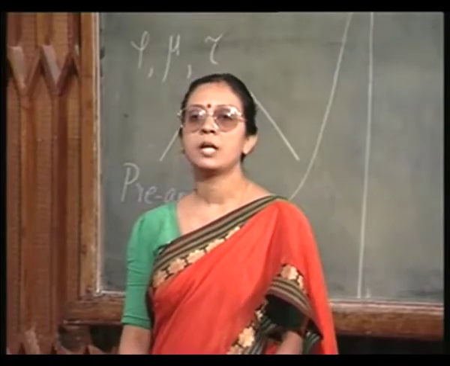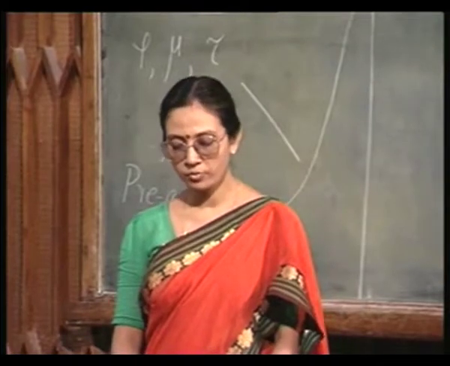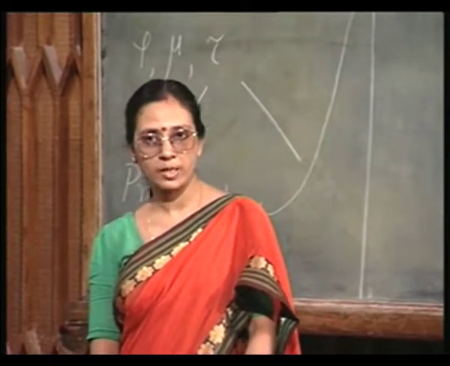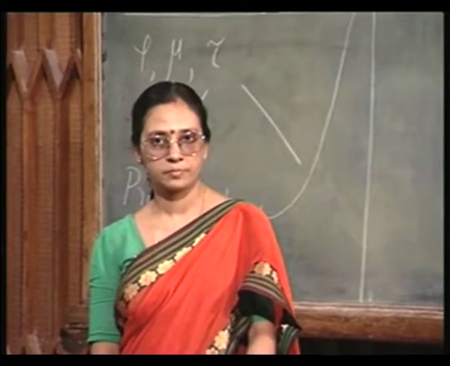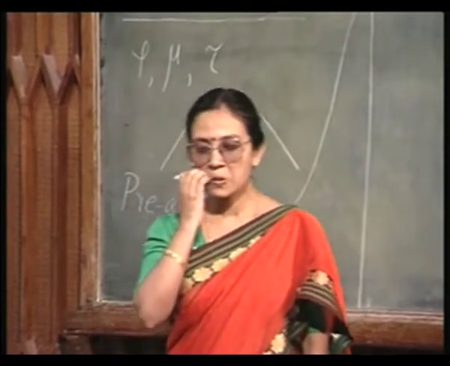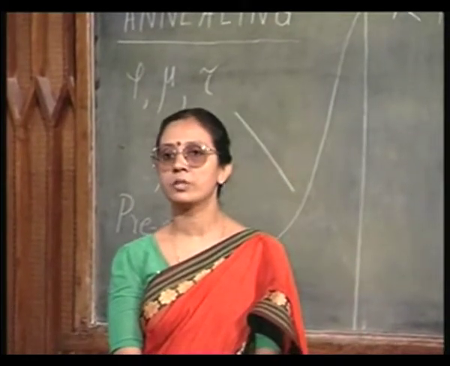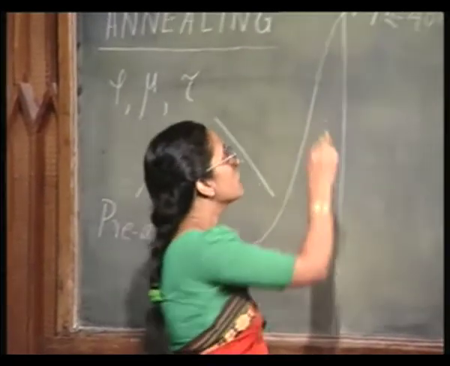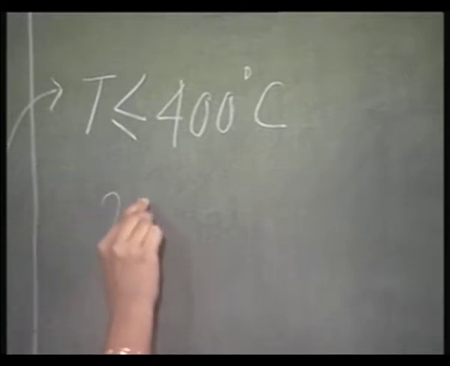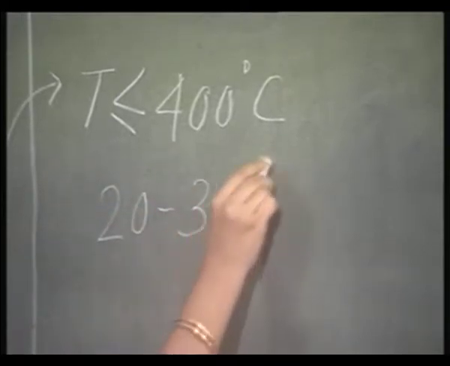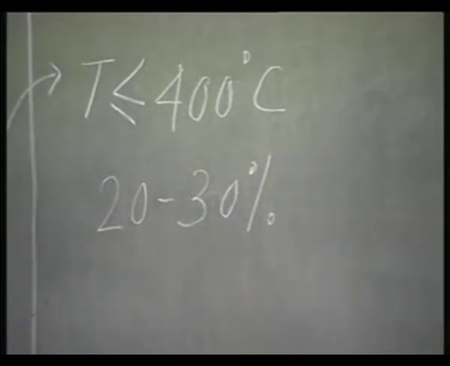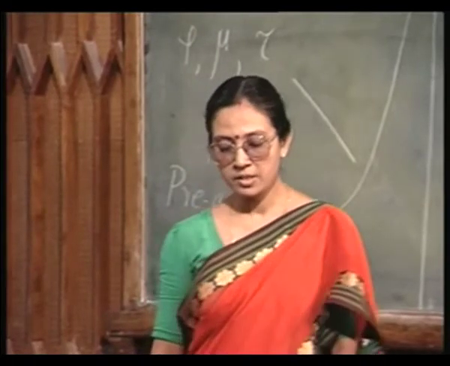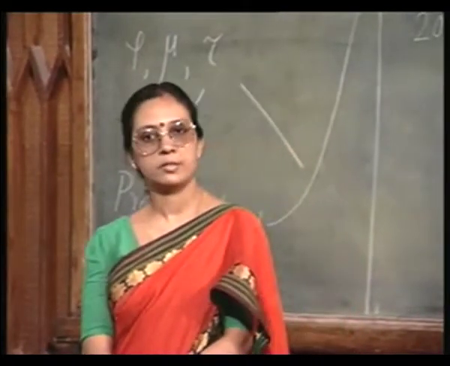Pre-amorphized material annealed at T ≤ 400 degree centigrade. This is where the disorder clusters just begin to disappear. So, you have a partial recovery of the conductivity to the tune of 20 to 30%. The interesting point is that even at this low temperature you do have some recovery. 20 to 30% recovery is possible at T ≤ 400 degree centigrade.